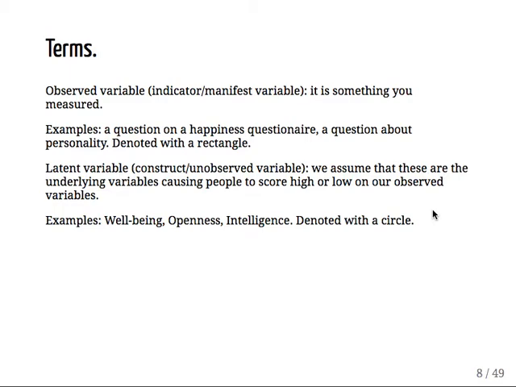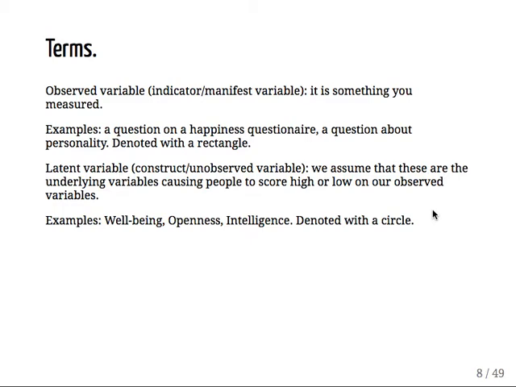So some of the terms are terms we've seen last week. Again, we have an observed variable, sometimes known as an indicator or a manifest variable. It's something you've measured. So an item from a questionnaire, that's an observed variable or a manifest variable. If you were doing a happiness questionnaire, it would be a question on a happiness questionnaire. And when we draw these type of things, then usually they're denoted with rectangles. So you might also remember from last week, we had rectangles and circles when we were plotting our factors.